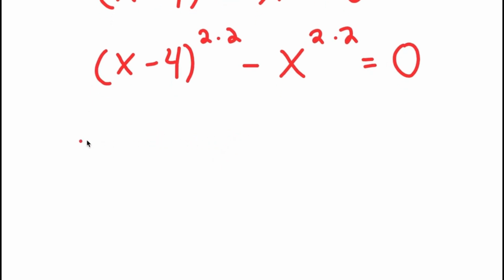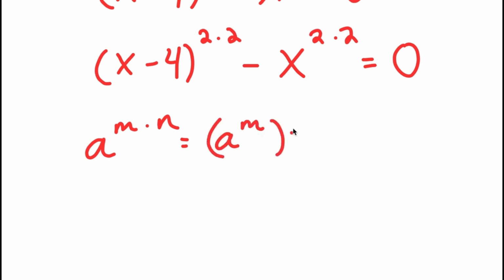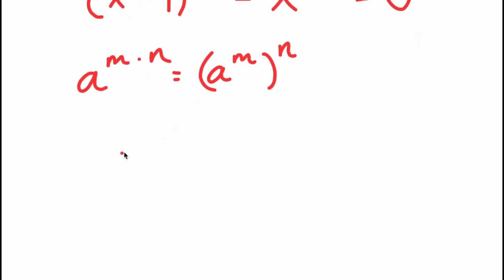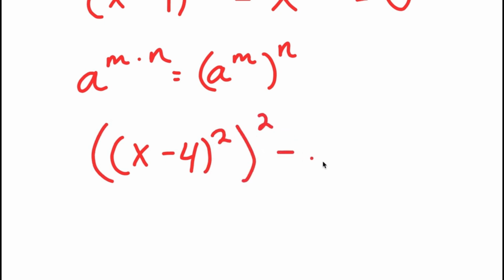Now, if I have something in the form a^(m·n), this is equal to (a^m)^n. So (x − 4)^(2·2) is going to equal ((x − 4)^2)^2. And then I have this minus (x^2)^2 is equal to 0.